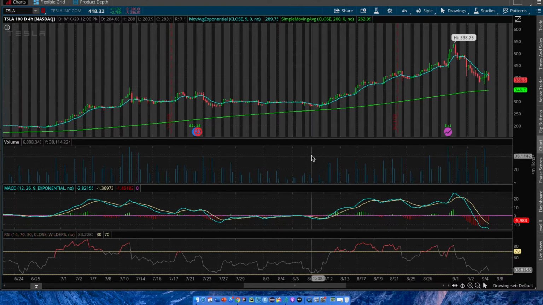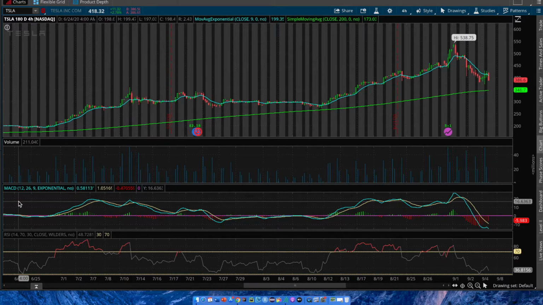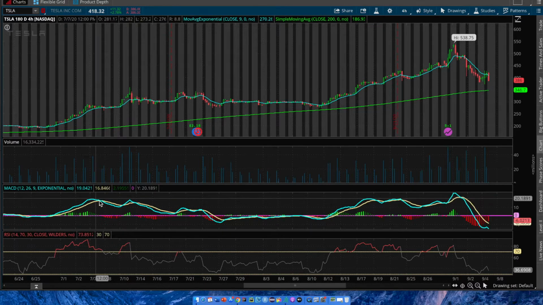Now going down here, we have the volume, which is pretty self-explanatory, and right under that we have something called the MACD. What the MACD is essentially just these two lines right here, which help you with entry and exit points. So whenever these two lines intersect right here, it is either indicating a buying or selling point.